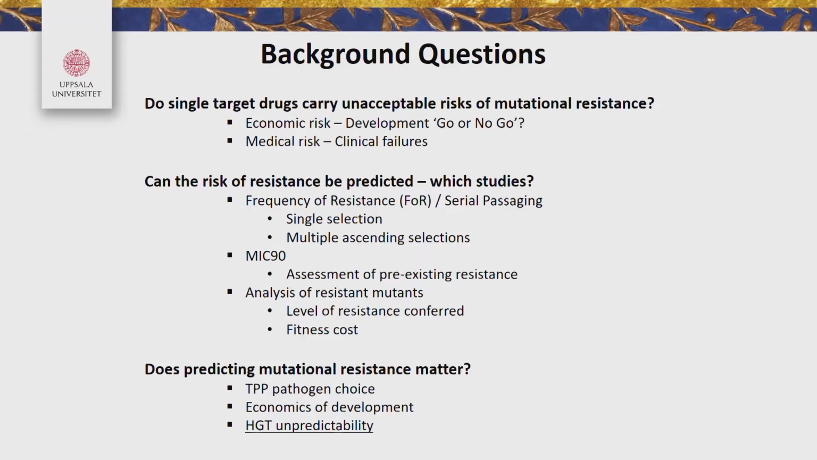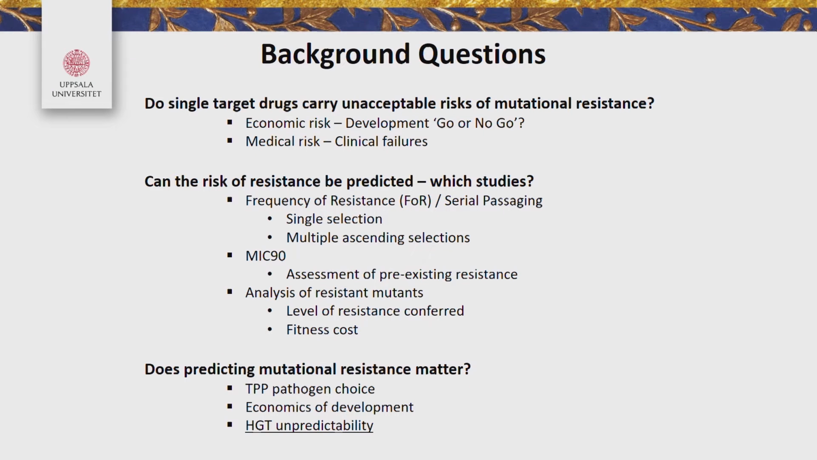He also addressed MIC90, which is you take a large pool of randomly selected clinical strains and you test the resistance to your compounds in that large pool, and the concentration that inhibits 90% of that pool is your MIC90. And that gives you an idea of what level of resistance exists out in the world already to your compound, and can be quite informative. And then there's analysis of the resistant mutants, which includes the level of resistance conferred by the mutations that they acquire and the fitness cost of those mutations. Again, things that were both addressed in the previous talk.